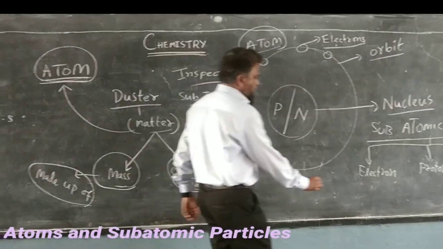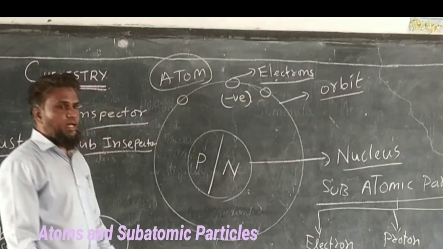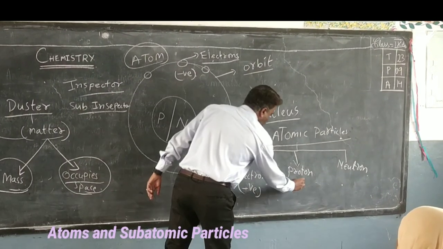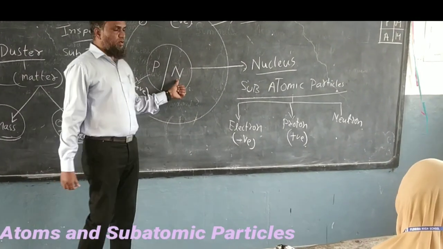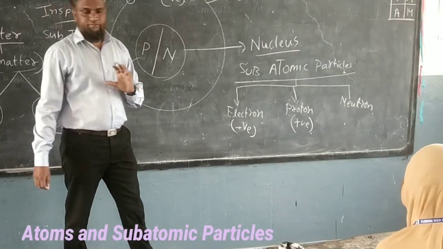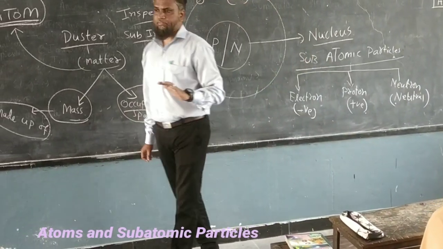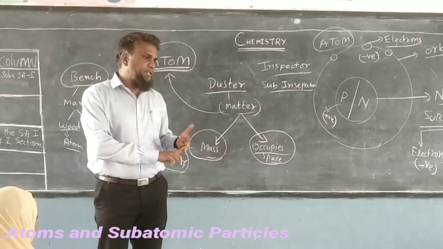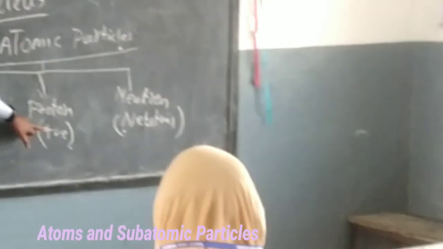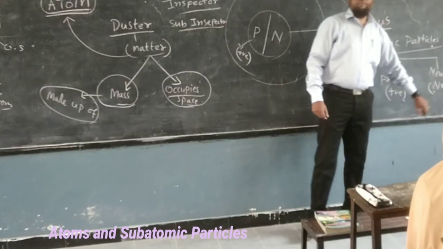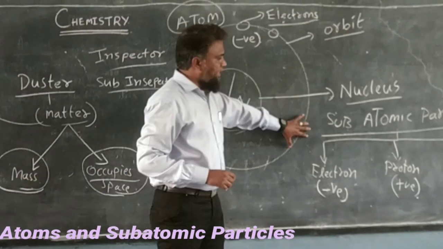You will identify them with the help of the charge. Electrons are always negatively charged. Protons are positively charged. Then what about the neutron? Neutron is neutral. Neutral means it does not have any charge. It does not have positive charge, not negative charge. Simply remember P: proton is always positive. And neutron is neutral. Neutral means it is not positive, not negative. Is it clear? So this is about subatomic particles.